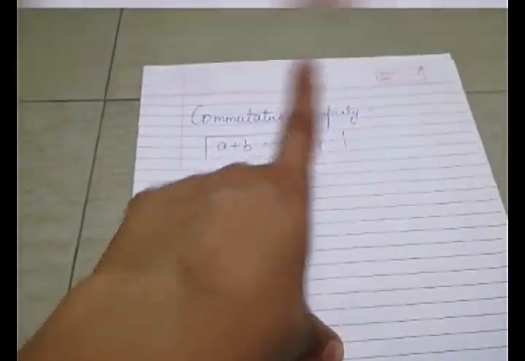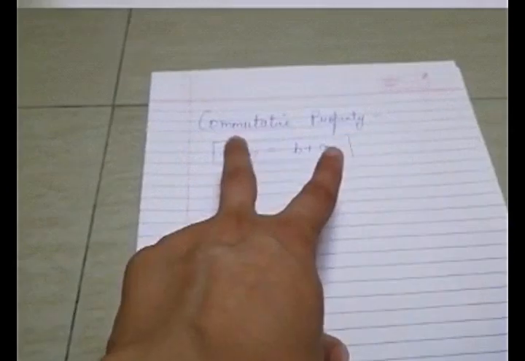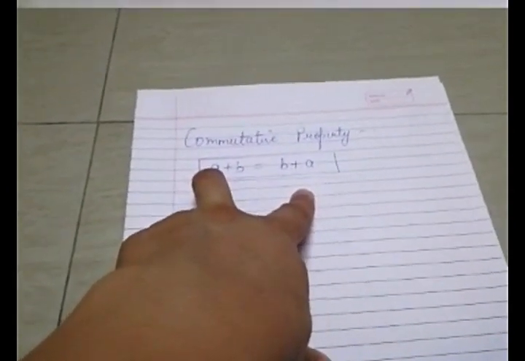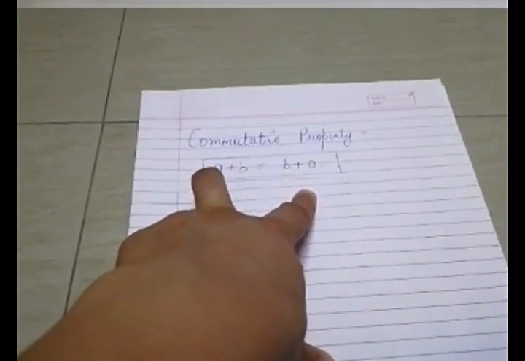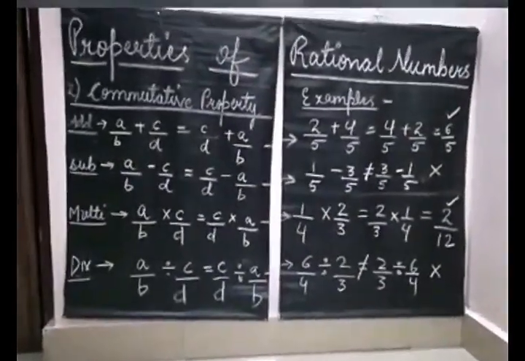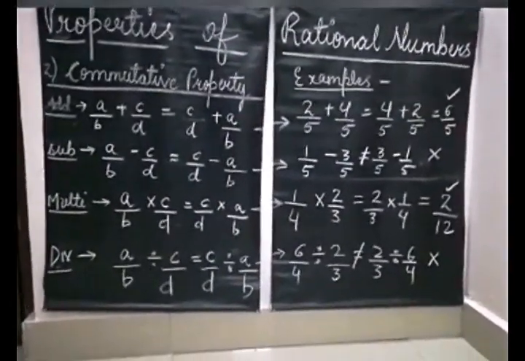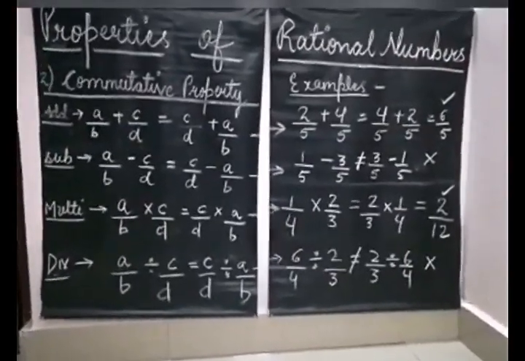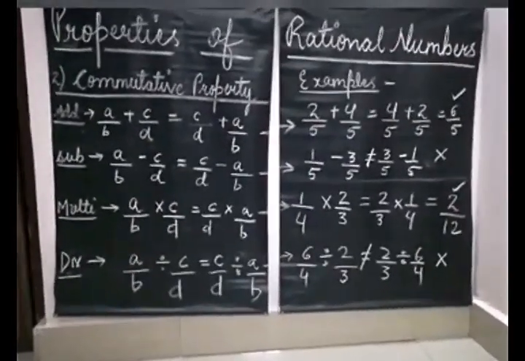A plus B and then reverse, B plus A. When we add, in both the cases the answer must be equal. If the answer is equal, then it is applicable in case of addition. Here we are looking in case of rational numbers. In case of rational numbers, A upon B plus C upon D must be equal to C upon D plus A upon B.